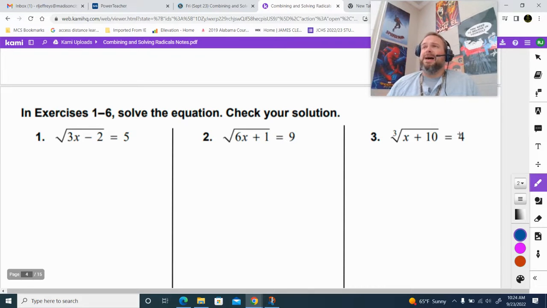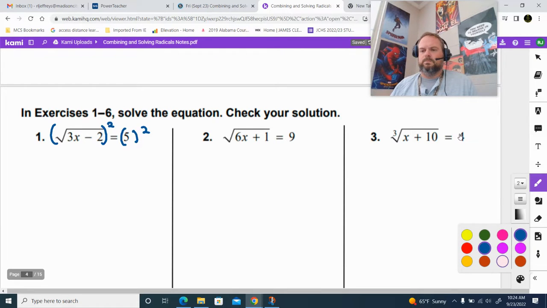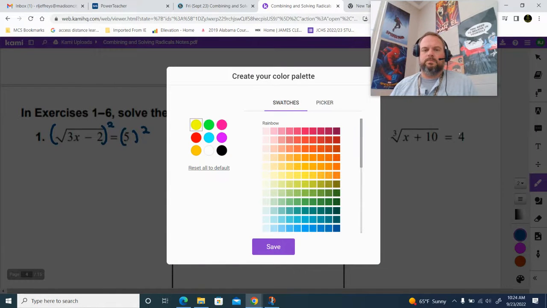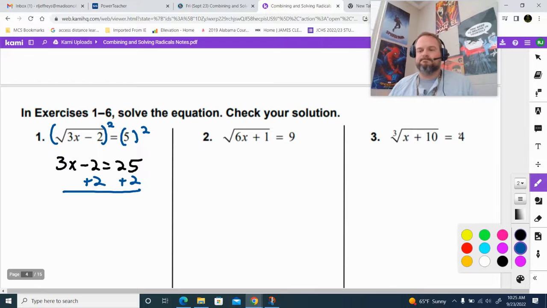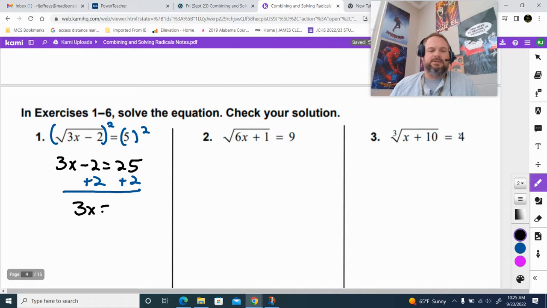Now, number 1, this is on the back of your handout or page 2. The radical is already by itself. What would I have to do to get rid of the square root? Square it. Three x minus 2 equals 25. Okay. How would I get rid of the plus or the minus 2? Add 2. 3x equals 27. Divide by 3.